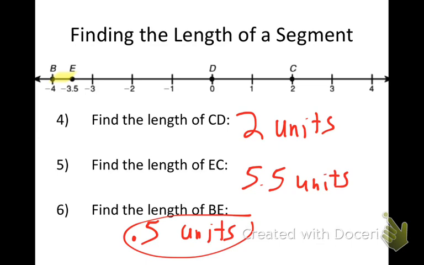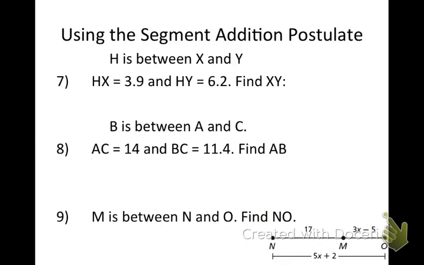Another common answer is a lot of people put negative 0.5 here because they see it on the negative side. They're like, oh, it's negative 0.5. But why can it not be negative? Because it's length, it's distance. Distance is always measured positive. So make sure you recognize that. Nice job. All right, next.